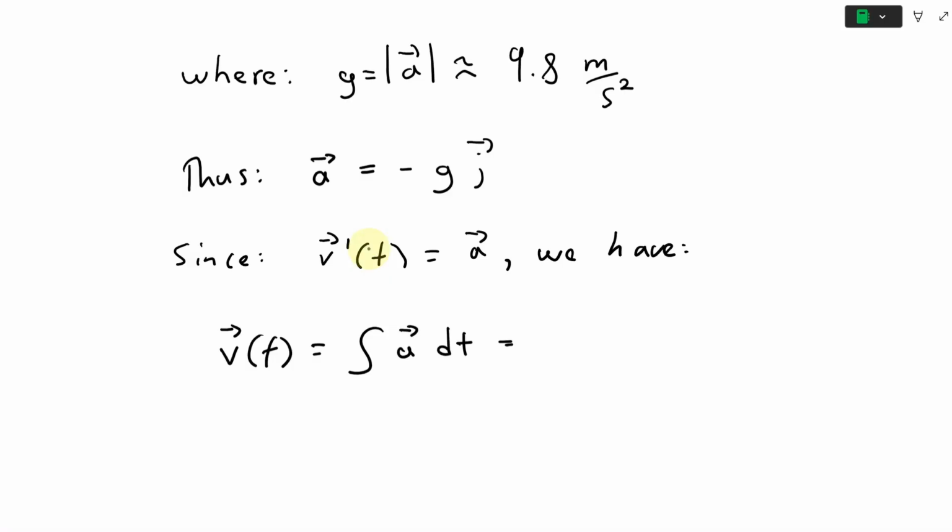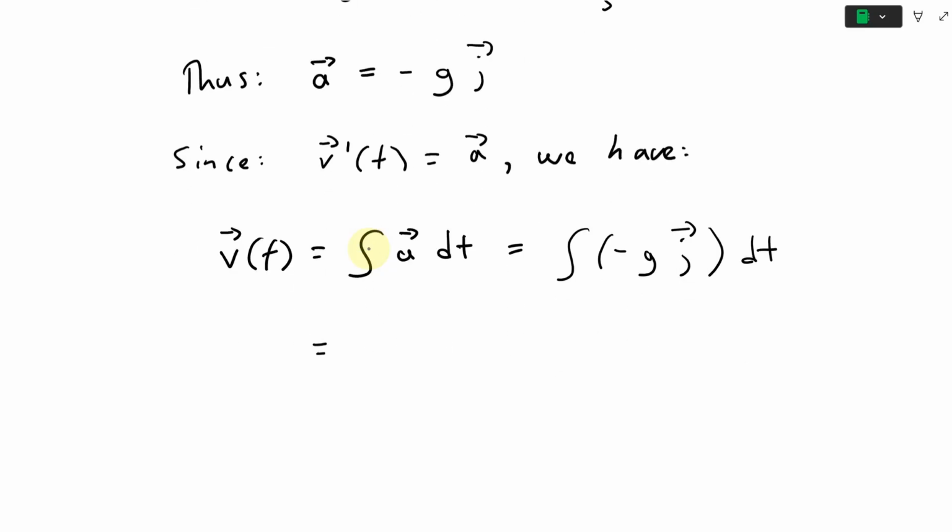This equals the integral of negative g, let's put this in a bracket, negative g dt. But it's a vector, so we have to put the j component there: negative g j dt. So this equals, the integral of negative g is just negative g t j. Then we have to add a constant, plus a constant c.